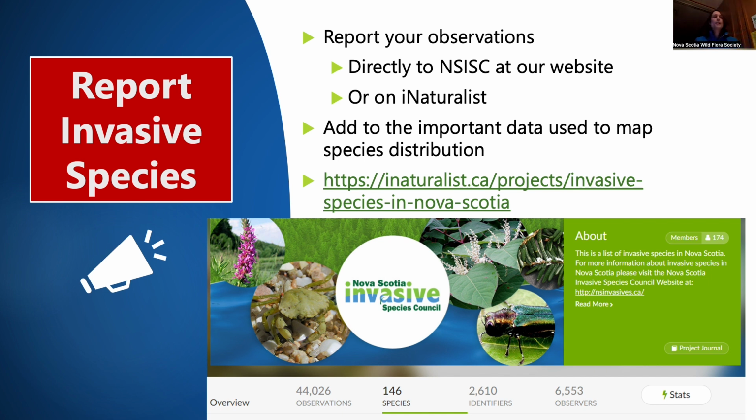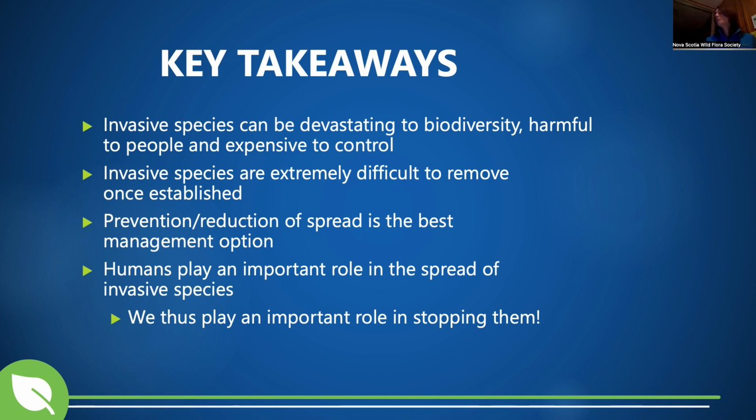But yeah, some key takeaways: invasive species can be devastating to biodiversity, harmful to people, and expensive to control. Invasive species are extremely difficult to remove once established. The prevention and reduction of spread is the best management option, and humans play an important role in the spread of invasive species. Therefore, we play an important role in stopping them.